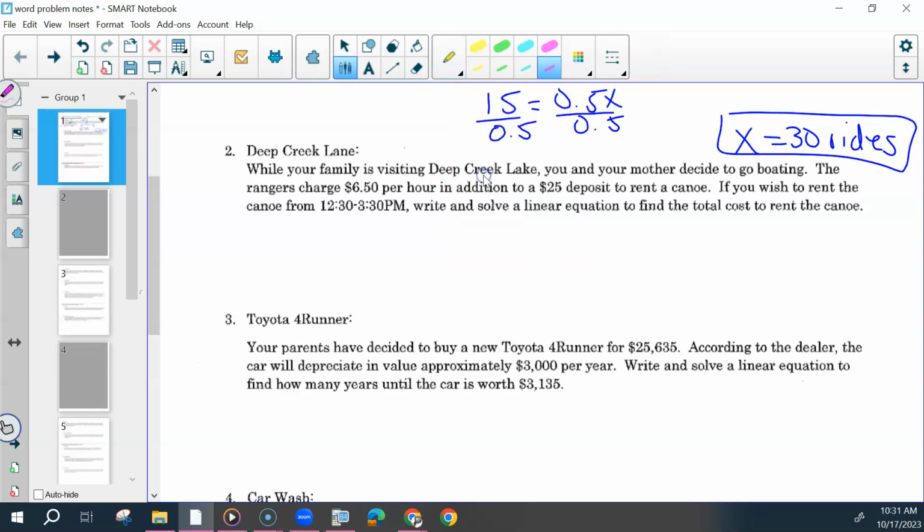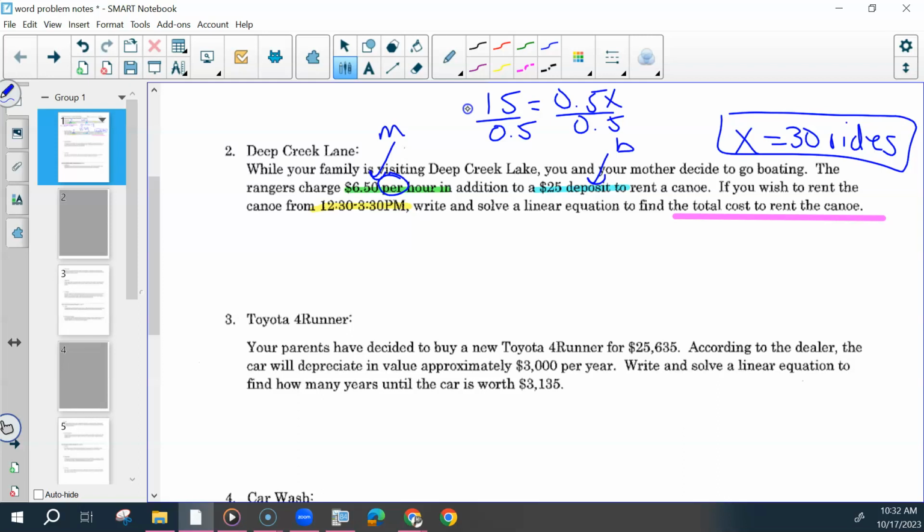So important things. What do we feel is important? $6.50 per hour, $25 deposit, the time, that's important. And what are we looking for? Total cost. Alright, so let's find our variables. What's what? Do you see the word per somewhere? Yes. So that's going to tell us our, what variable? M. The $25 deposit, are you doing that more than once? No, so that would be which variable? B.